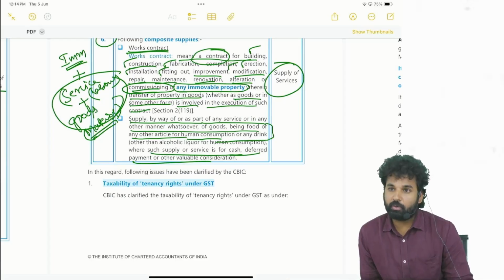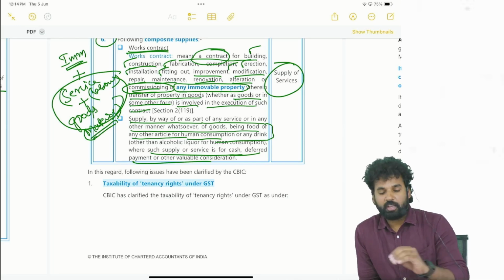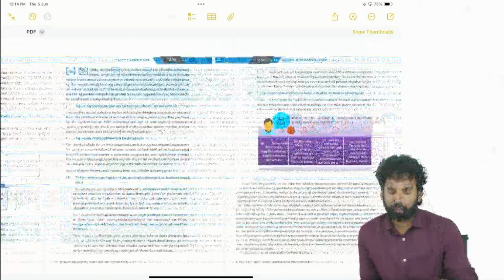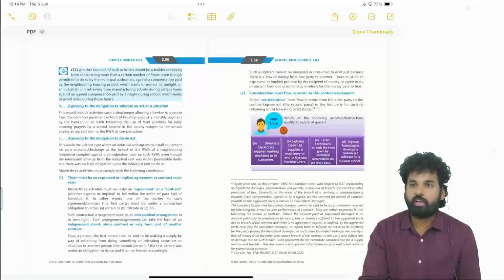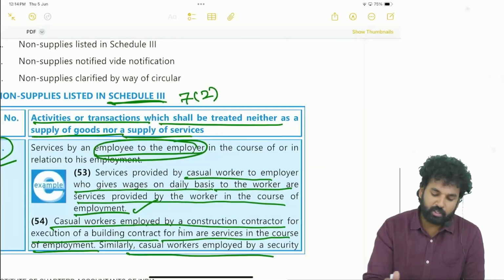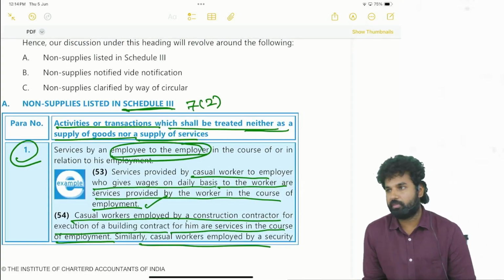So this is all about Schedule 2 activities, which are declared as supply of goods or supply of services. These activities need not be judged as a supply, because it is already a supply; it only has to be seen whether it is a supply of goods or a supply of services. Now Schedule 3, we have 6 different activities, correct? In these activities, it is treated as neither a supply of goods nor a supply of service. Schedule 3.